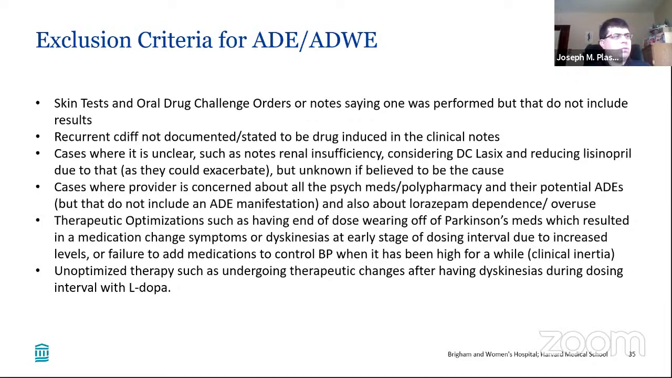Cases where the provider is concerned about all the psych meds or polypharmacy and their potential ADEs, but that do not include an ADE manifestation, and also about lorazepam dependence or overuse concerns. Therapeutic optimization, such as having the end dose wearing off of the Parkinson's medications, which results in a medication change, symptoms or dyskinesis at the early stages of the dosing interval due to increased levels, or failure to add medications to control blood pressure when it's been high for a while. So there's this clinical inertia stuff. Unoptimized therapy, such as undergoing therapeutic changes after having dyskinesis during a dosing interval with L-DOPA.